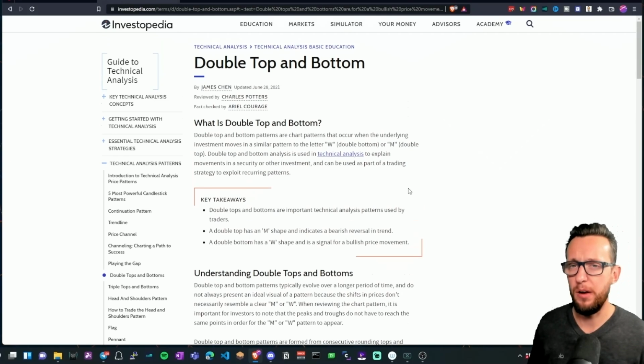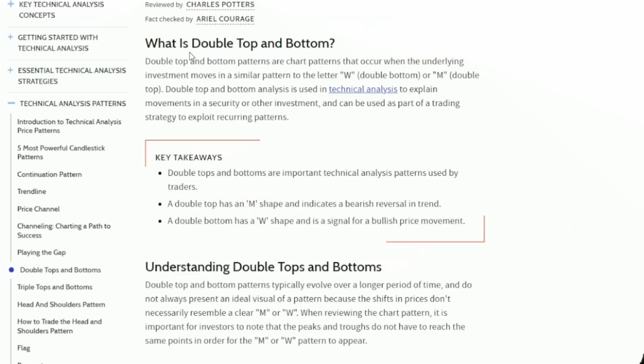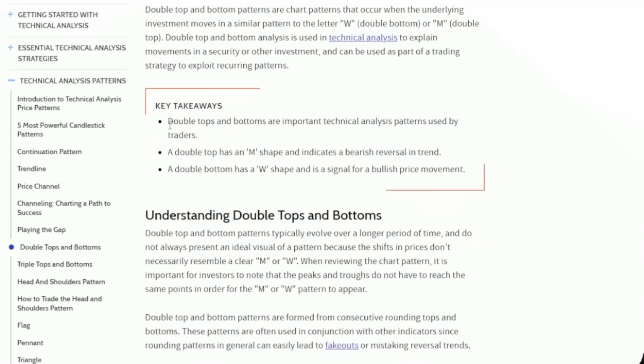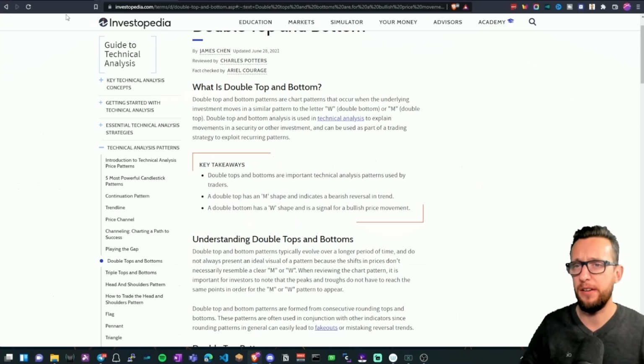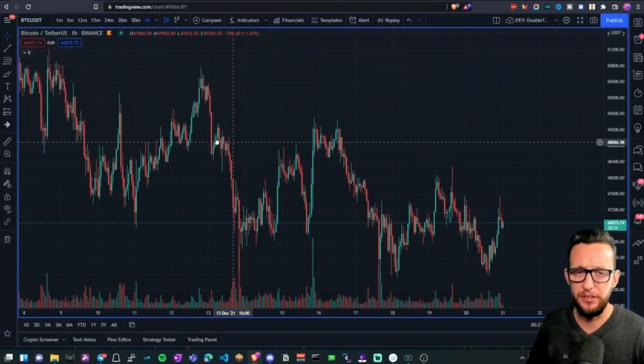Okay, so this article I will link in my description below. Let's have a look at the key takeaways. Double top and double bottom are important technical analysis patterns used by traders. A double top has an M shape and indicates a bearish reversal trend. On the other hand, a double bottom has a W shape and is a signal for a bullish price movement. So let's get back over to the charts and have a look at exactly what they are.